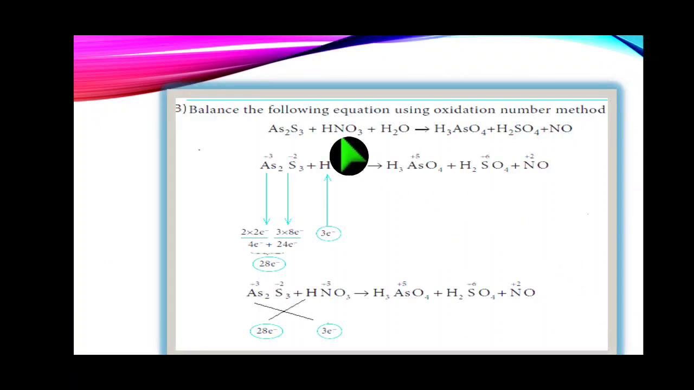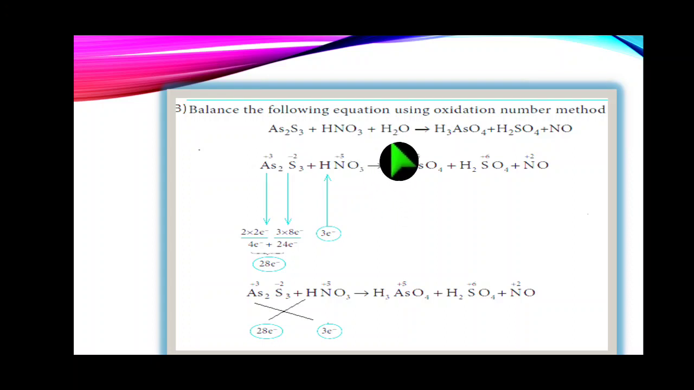Okay. The last sum, it is an evaluate-yourself sum. Balance the following equation using the oxidation number method. So in this question, the reactant arsenic sulfate is given. It dissolves in nitric acid.